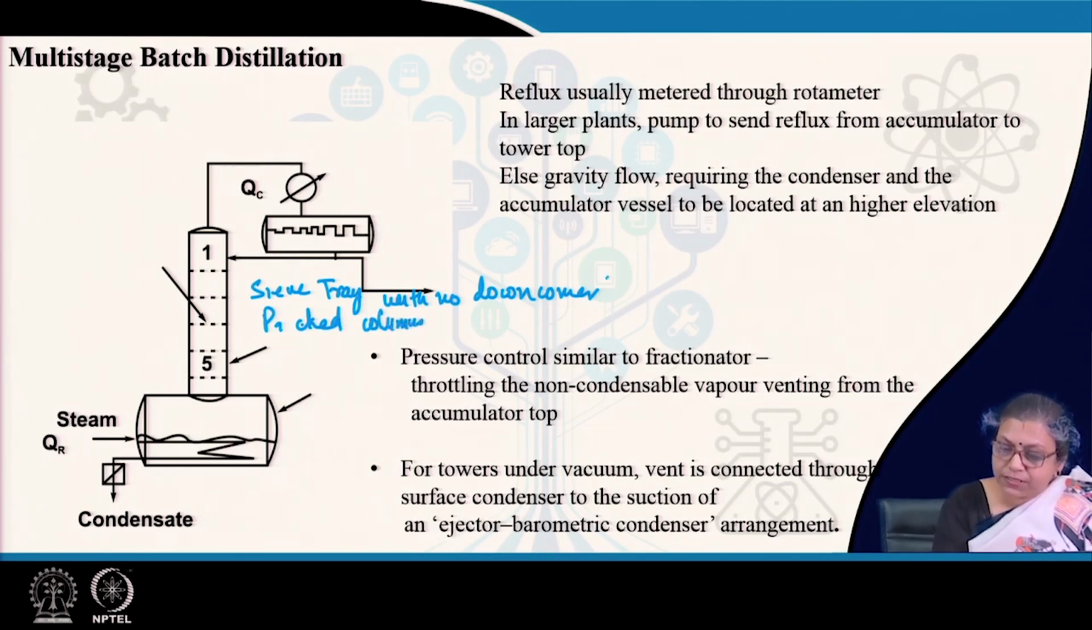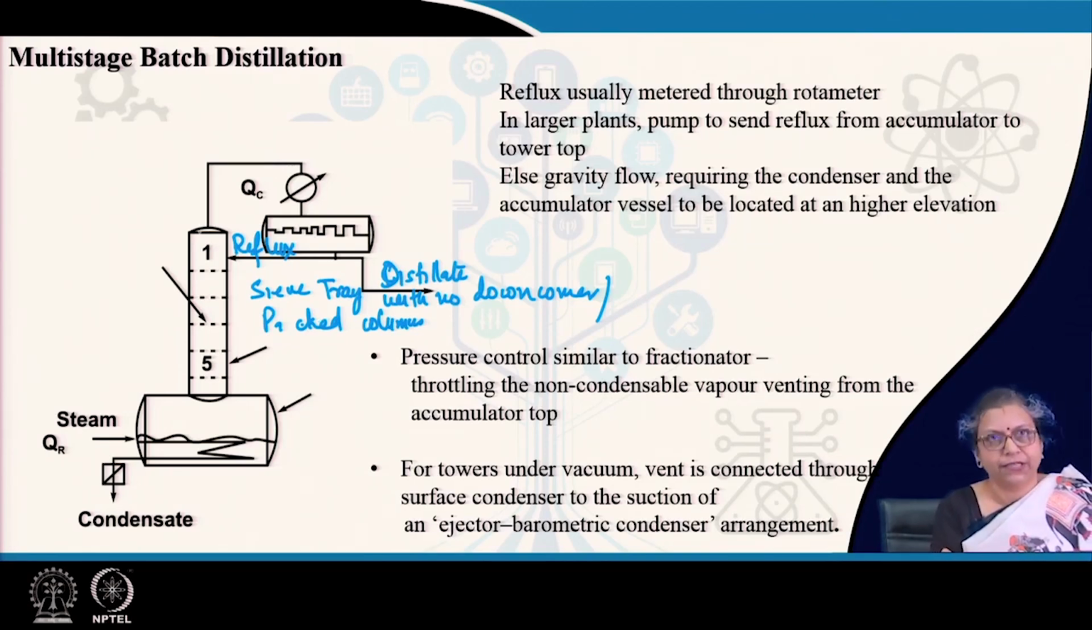The vapor which is generated rises up, reaches the condenser, and comes to the accumulator. From the accumulator, just like a fractionator, we withdraw some amount and introduce it as the reflux, and the rest is withdrawn as distillate. This reflux comes in contact with the rising vapor and enriches the vapor further, so this system is similar to the fractionator with only the rectification section.